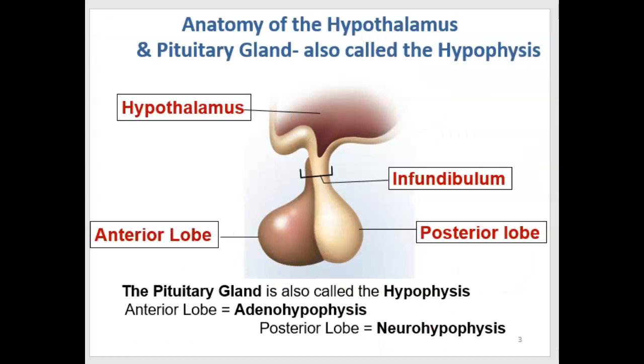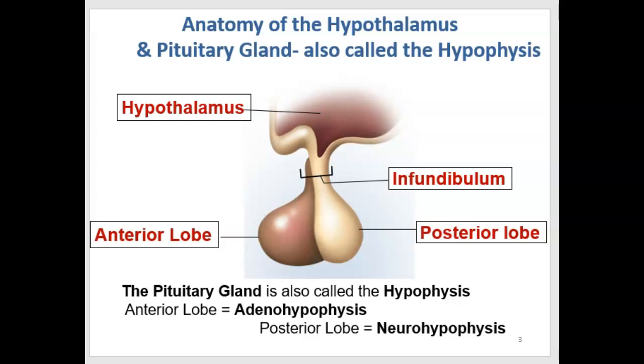Before we talk about the function of the various hypothalamic and pituitary gland hormones, it's going to help us understand better what they do if we understand their anatomical relationship. So first of all, the hypothalamus is connected to the pituitary gland by a structure called the infundibulum. The pituitary gland is also called the hypophysis. That's important only because there are parts of the pituitary gland that use this term, hypophysis.